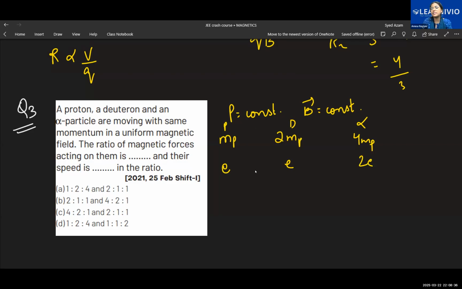So again, I'm saying, these are the things you should remember. Like here in this question, it didn't mention. Otherwise, sometimes in the questions, it has mentioned it. Now, P is constant, B is constant.